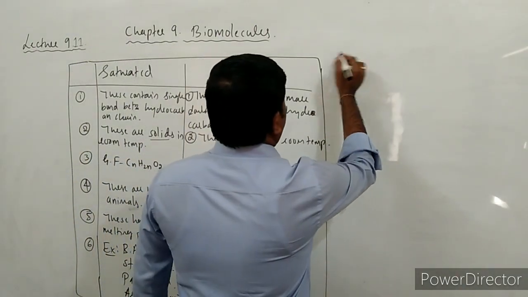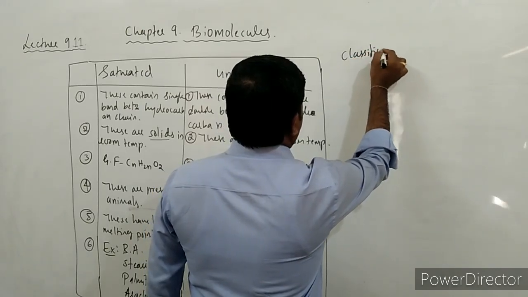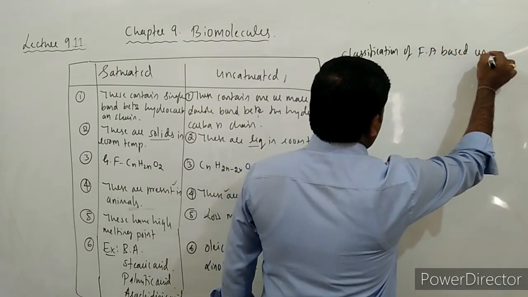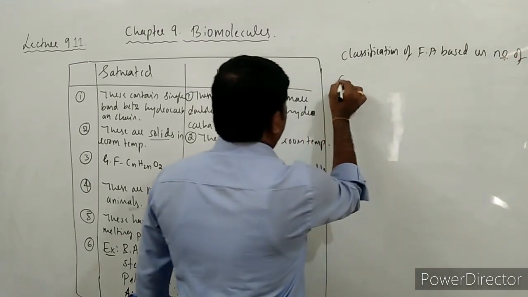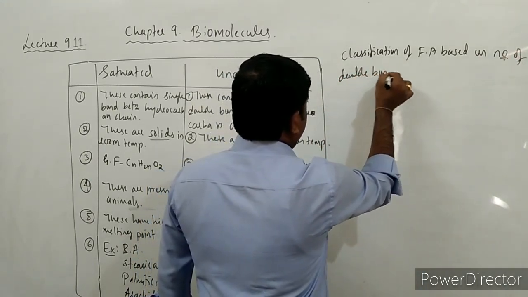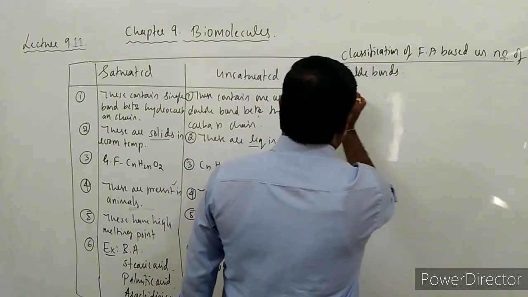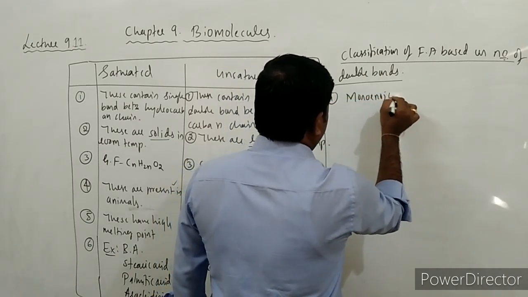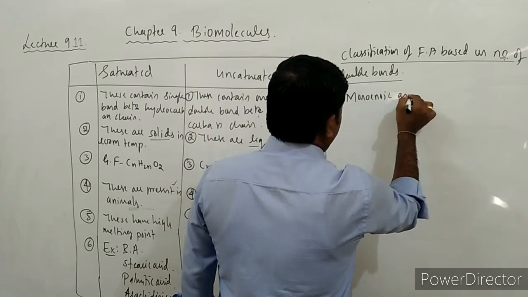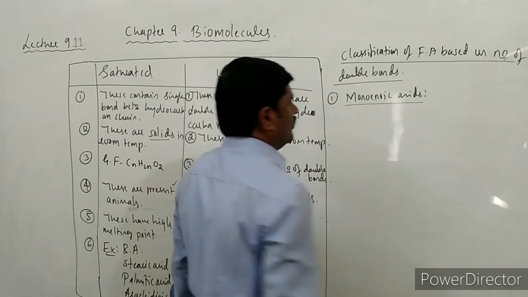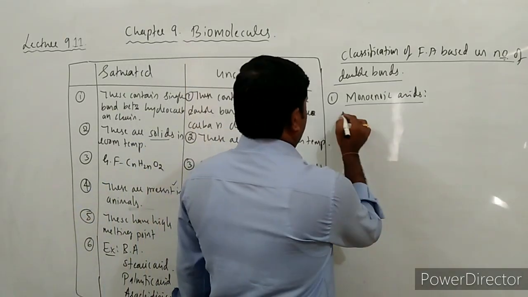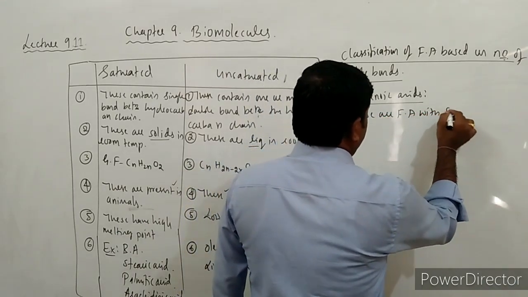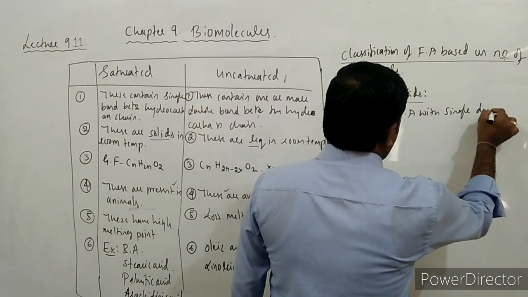Let us write the classification of fatty acids based on number of double bonds. First one, monoenoic acids. Monoenoic fatty acids means fatty acids with a single double bond.